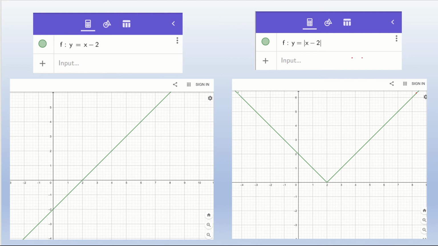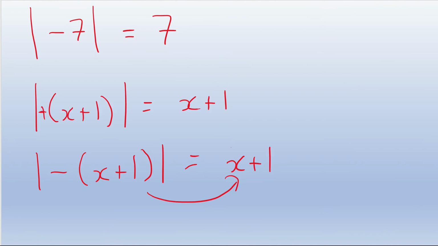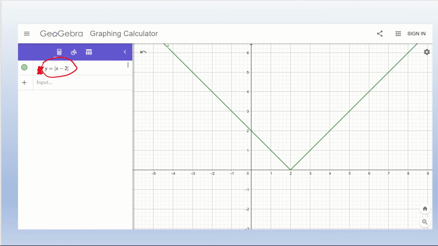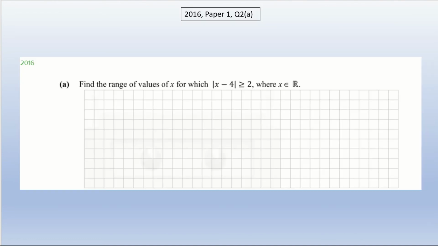Okay, so that's our intro. We had a look at questions involving just numbers, so we got an idea of what was going on there. Then we looked at our graph of something to do with the absolute value. Now let's look at an exam question. This question came up in 2016 on your paper 1. It was your question 2A, and they asked you to find the range of values of x for which the absolute value of x minus 4 is greater than or equal to 2, where x is a real number.